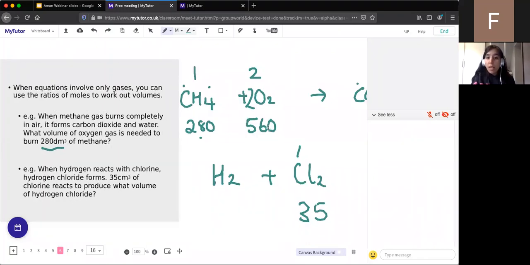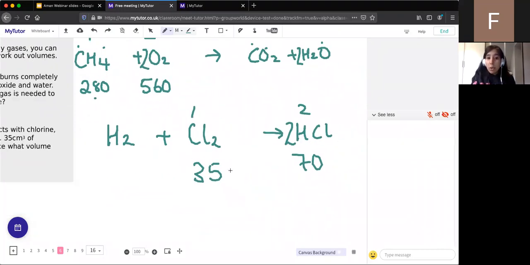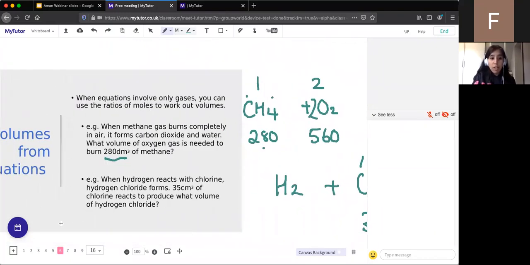Someone's asking me, how did I get the answer of 70? That's because 1 chlorine forms 2 hydrogen chlorides. So 1 chlorine has a volume of 35, so therefore the hydrogen chloride will be double 35, which is 70. Remember, this only applies when we're looking at gases. Okay, and don't apologize for asking me questions, that's absolutely fine.